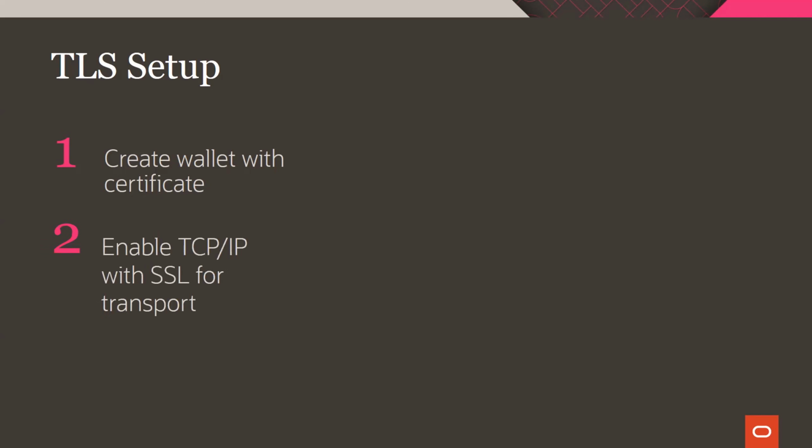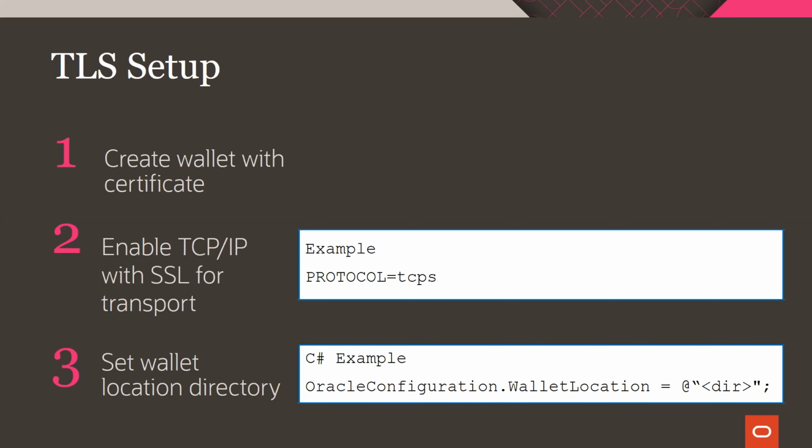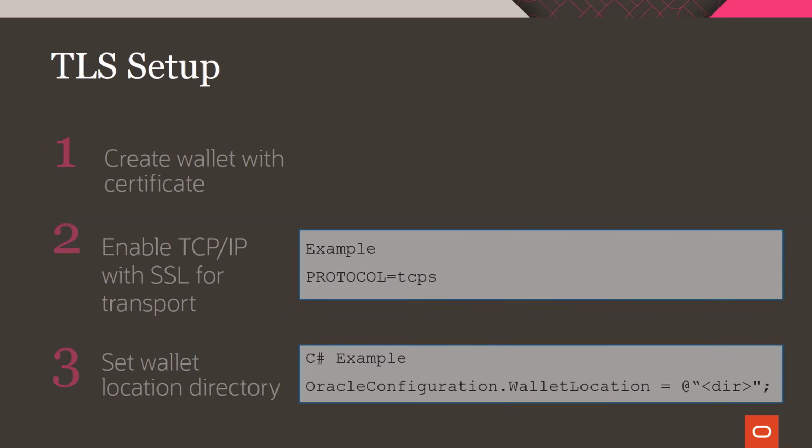So once you have your wallet, then you enable it with TCPS for the transport. And you can also enable it for authentication as well, which I'll go over in a minute. But for transport, you just set the protocol equal to TCPS. This is something you'll see in your tnsnames.ora setting. Normally it's TCP, but you just add the S to it and you have TCP/IP with SSL support, for transport, that is. And then you set your wallet location directory. Where are you going to find the wallet? It's that wallet location property again that you saw before when we were using SEPs. So it's the same property there.